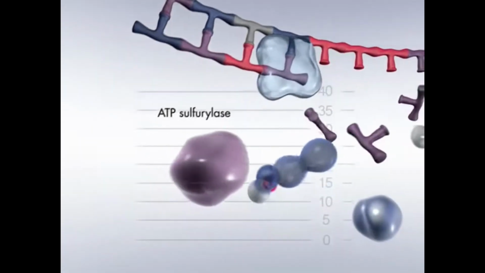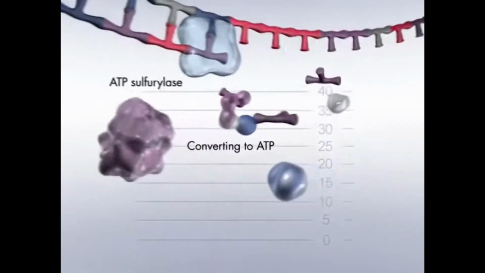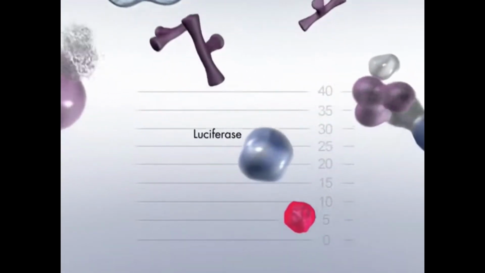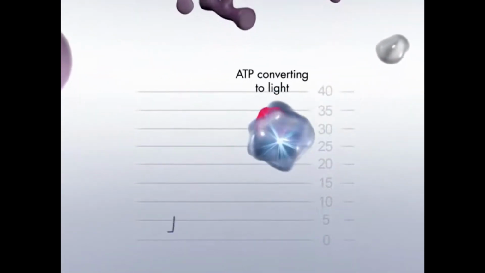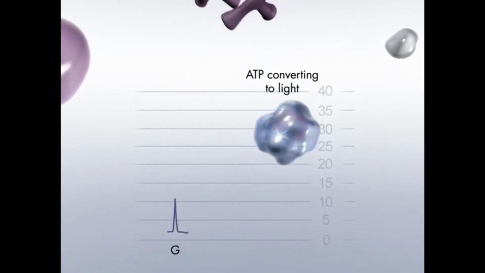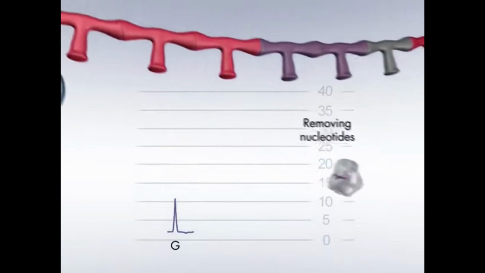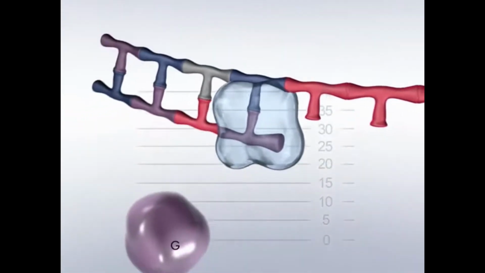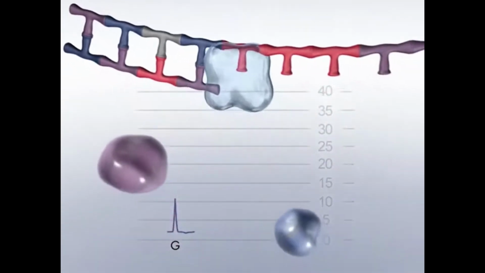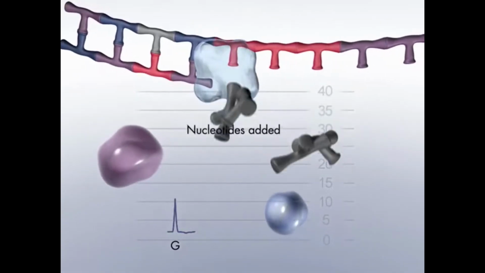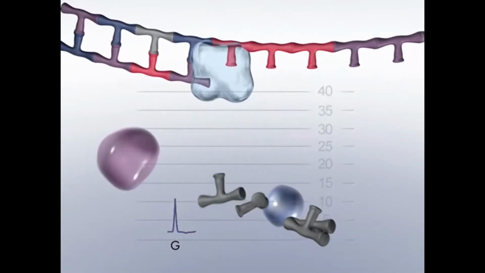ATP sulfurylase converts pyrophosphate to ATP. ATP powers oxidation of luciferin by luciferase, which generates a light signal recorded as a pyrogram peak. Finally, a pyrase removes any unincorporated nucleotides remaining in the reaction. The light signal is proportional to the amount of nucleotides incorporated into the synthesized DNA strand.